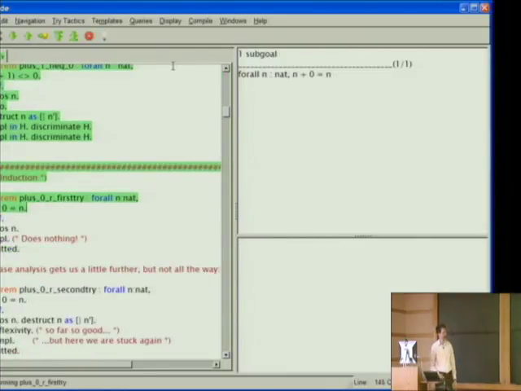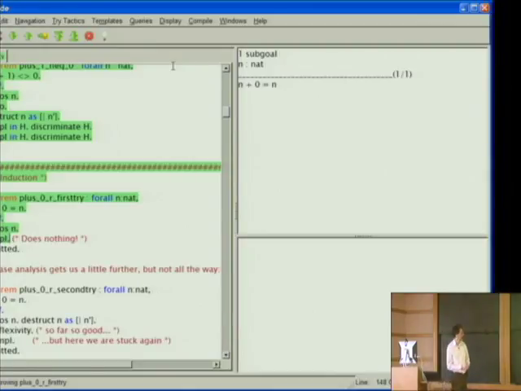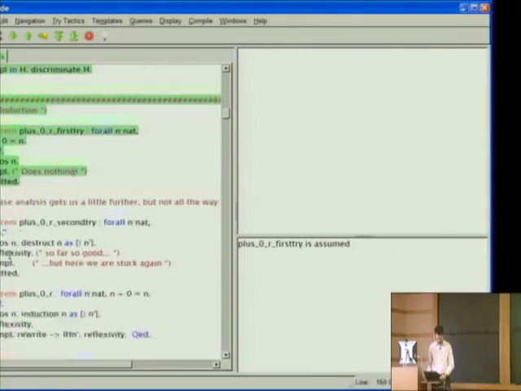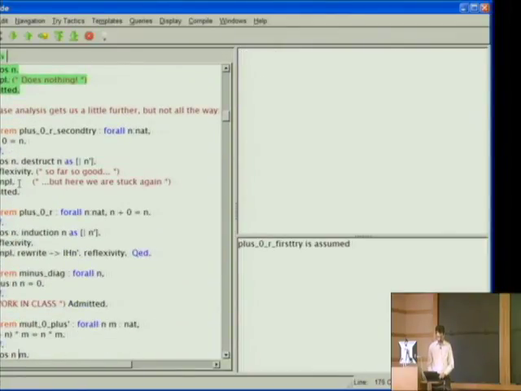Now, here's the theorem you asked for. Let's do this. We introduce the n, and we simplify. But nothing happens when we simplify, because plus does its case analysis on the first argument, not the second. So what I really want to do is throw this away. But just to leave it in the proof script, I'll admit it, which means we've now polluted the namespace with an unproved theorem.